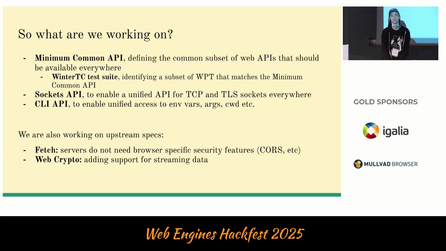And then in addition to that, we're also thinking about standardizing additional APIs that are not relevant to servers directly, like a sockets API if we're talking over TCP and TLS, which is very necessary on servers to talk to databases and other services, but also things like a CLI API that allows you to do arbitrary file access, read environment variables, read process arguments, things like that. And these are like 3 different work streams inside of the technical committee.